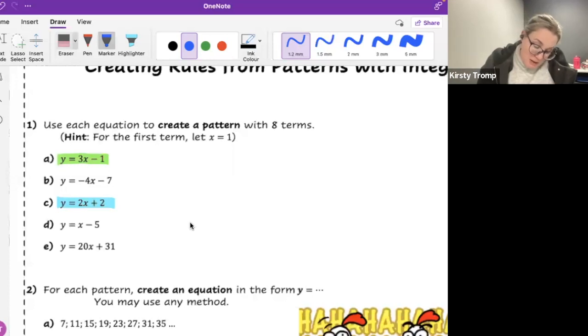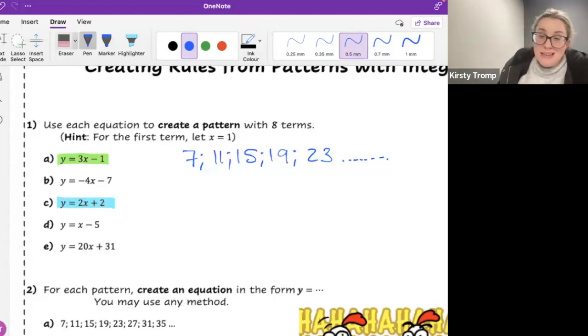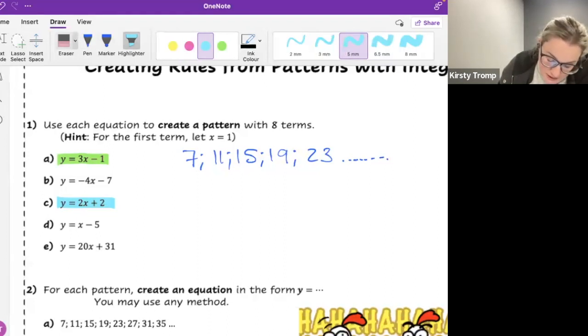So the first one they've given me is 7, 11, 15, 19, 23, carrying on. Okay, so they've told you you may use any method to work this out, all right? The method I'm going to use is the one I like to use. First of all, I'm going to say to myself, what's the first term that I've got? The first term over here is 7.